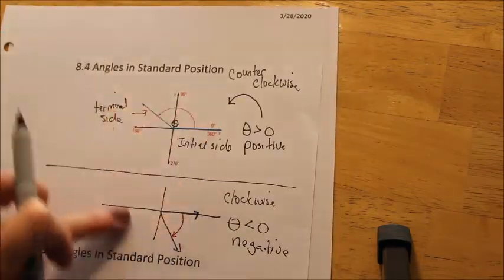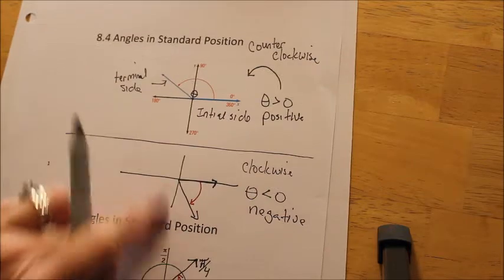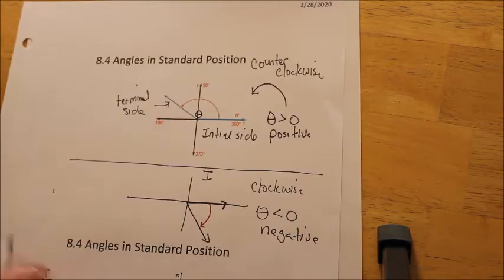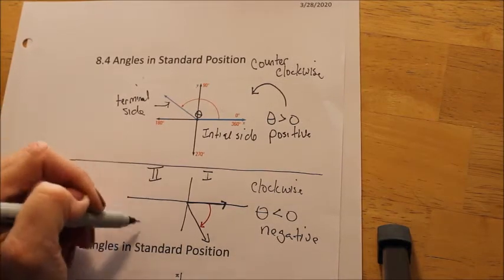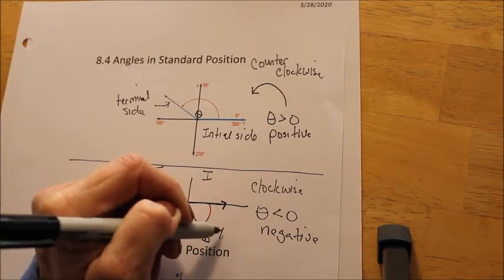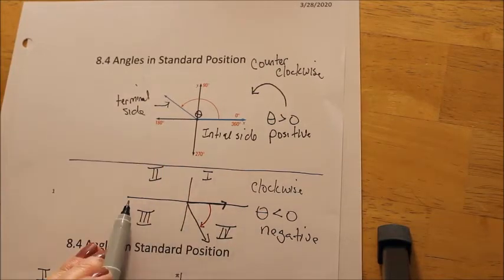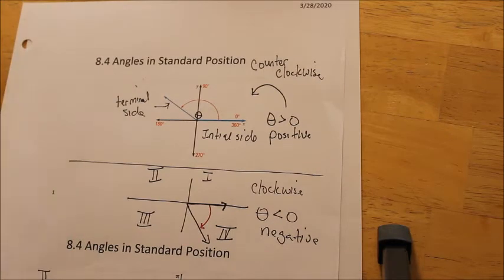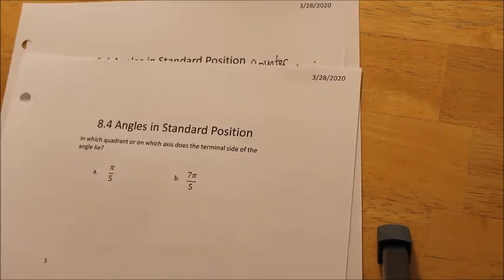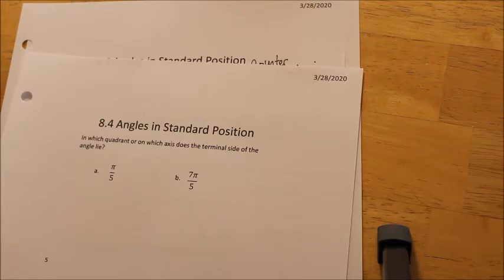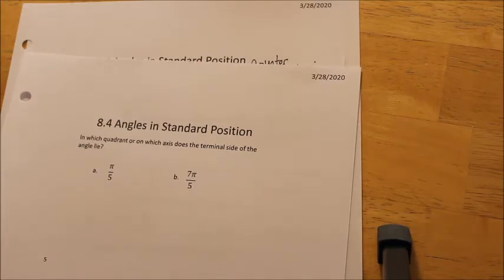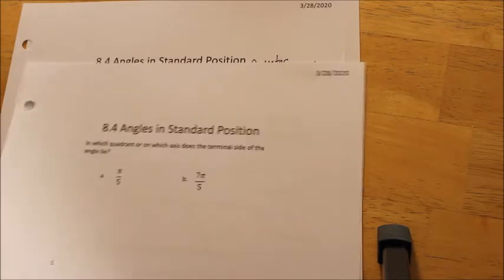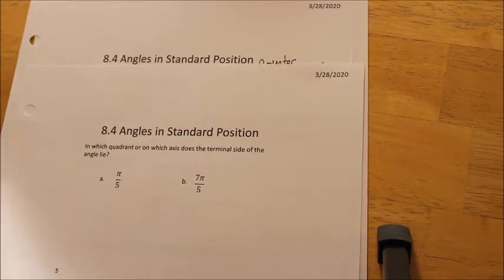Remember, when you have a coordinate grid, this is quadrant 1, this is quadrant 2, this is quadrant 3, this is quadrant 4. Then you have your x-axis and your y-axis. So when the directions say which quadrant or on which axis does the terminal side lie, remember that's the part that's moving, then you're going to say either 1, 2, 3, 4 or x-axis, y-axis.